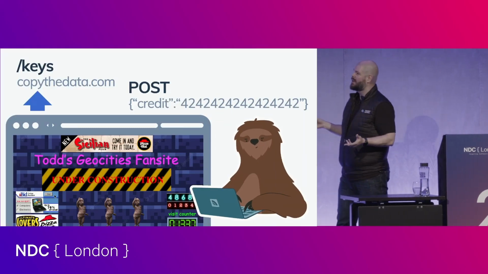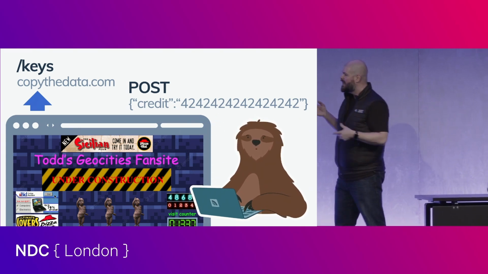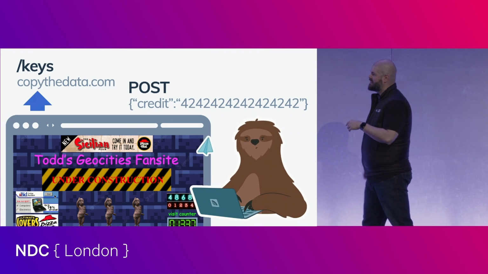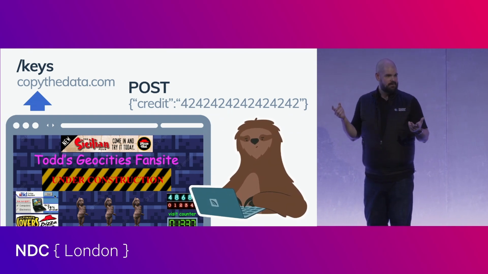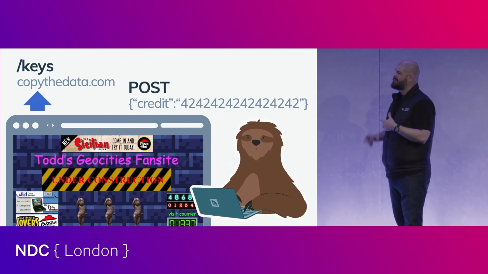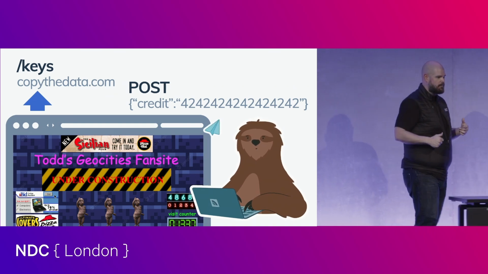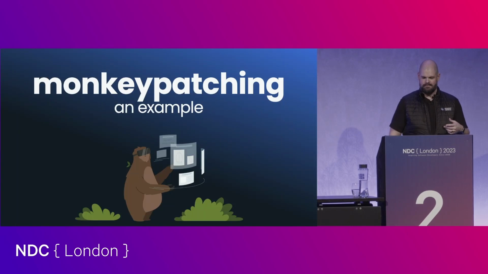Once I do that, I can take that data and send it off to my own API. So my user is hanging out, doing fun things on Todd's GeoCities fan site, and as they interact and give me a credit card number for this awesome service that I'm providing, I can just copy that data off and post it to my keylogger endpoint for me to do whatever I want, sell that credit card number, whatever.